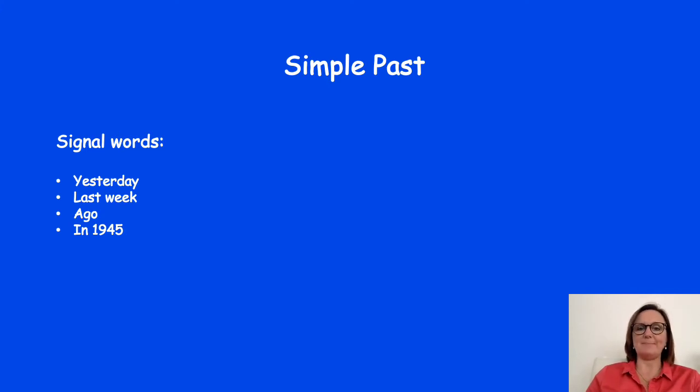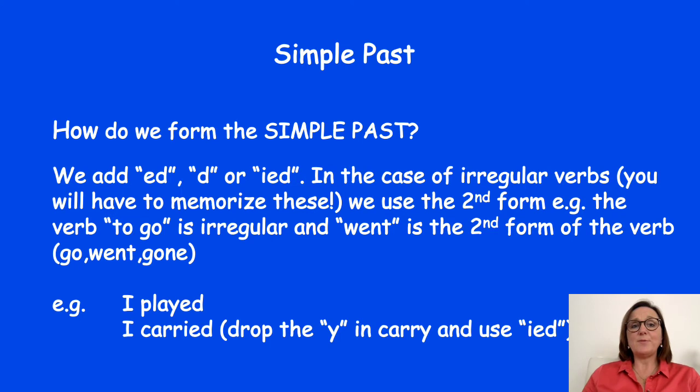So remember them. So how do we form the simple past? Well, we simply add ed, d, or ied, depending on the spelling. This is for a regular verb. For an irregular verb, now you're going to have to memorise these, and I advise that you learn them as quickly as possible because the more irregular verbs you know and the quicker you learn your irregular verbs, the easier the English language becomes. Okay, so I really recommend that you do that on a daily basis.